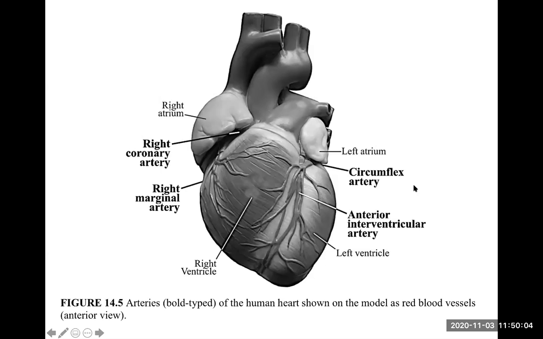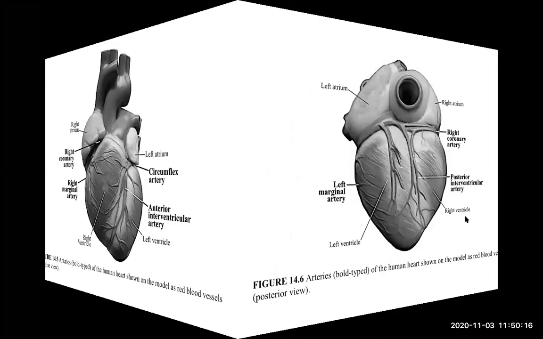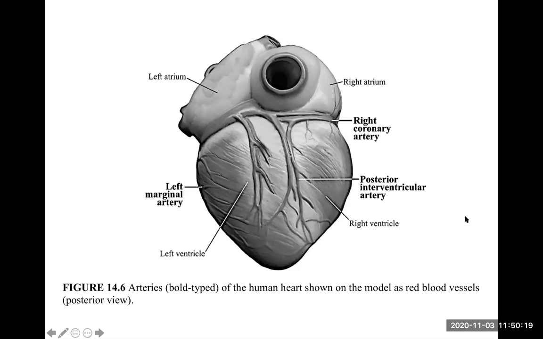Here are the arteries in bold of the human heart shown on the model as red blood vessels, and you can just see these bolded arteries and where they're located in a model that we would have in class. Here are the arteries of the human heart shown in a posterior view, so you can see where the right coronary artery comes around to the left marginal artery. You have a posterior interventricular artery. Interventricular means between ventricles, so it just kind of goes right down the middle of the heart.